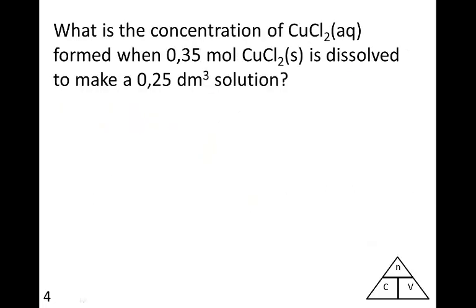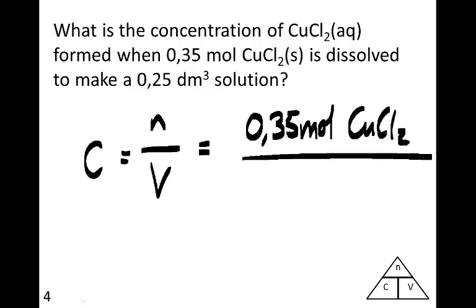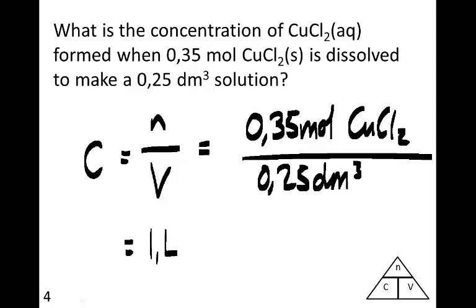What is the concentration of copper chloride formed when 0,35 moles of copper chloride is dissolved to make a 0,25 decimeter cubed solution? I'm just going to use the formula. C equals n over V. We have 0,35 moles of copper chloride dissolved to make a solution of 0,25 decimeter cube volume. 0,35 divided by 0,25 is equal to 1,4 mole per decimeter cubed, in other words, molar of copper chloride solution.